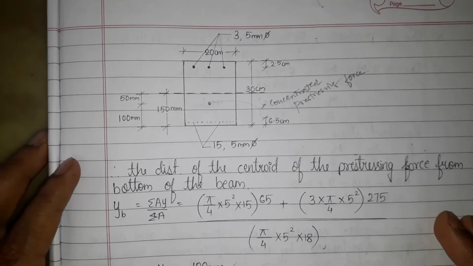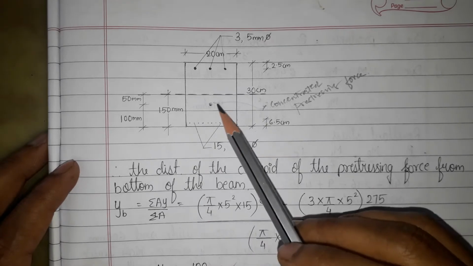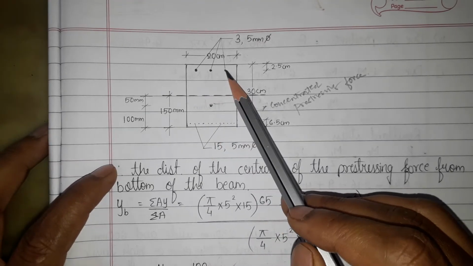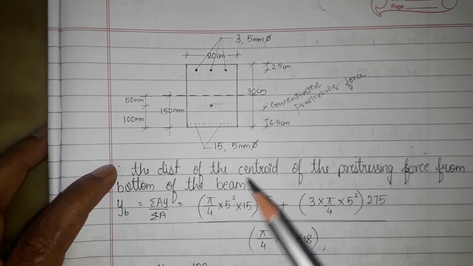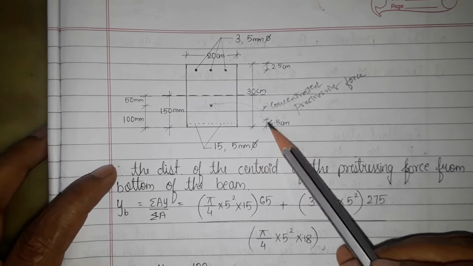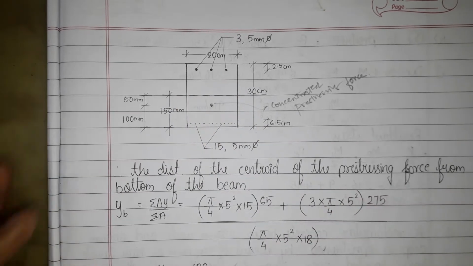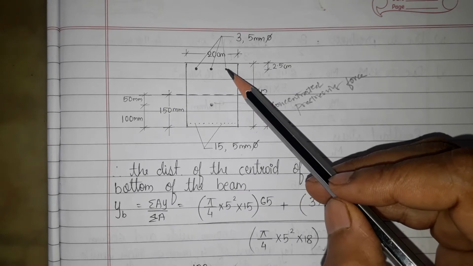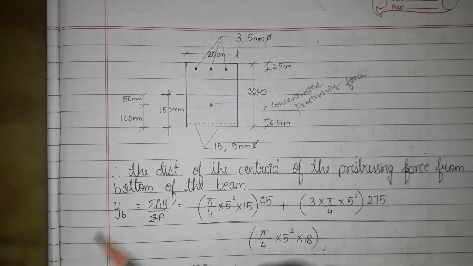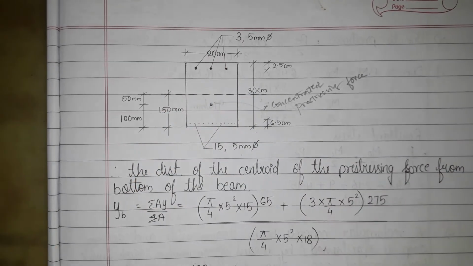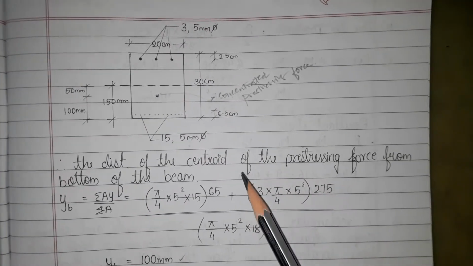It is a rectangular section 20 centimeter by 30 centimeter, and we have the 3 cables of 5 mm dia at top at a distance of 2.5 centimeter and the 15 wires of 5 mm dia at the bottom. Now we have to find out the location of the concentrated prestressing force. We cannot have the prestressing force at top and at bottom, so for the theoretical solution, we have to calculate the location of the concentrated prestressing force because of the top cable and bottom cable. So we can find out that.